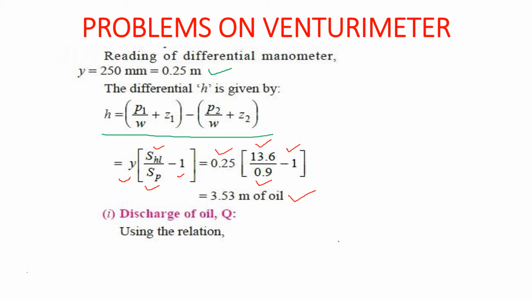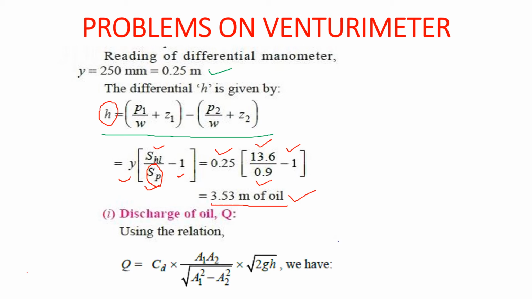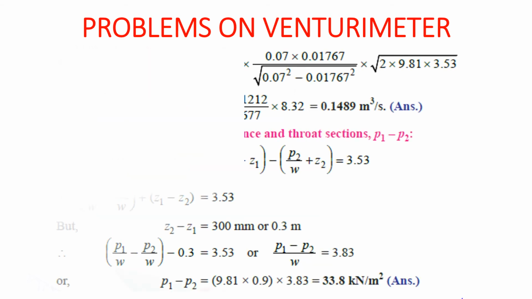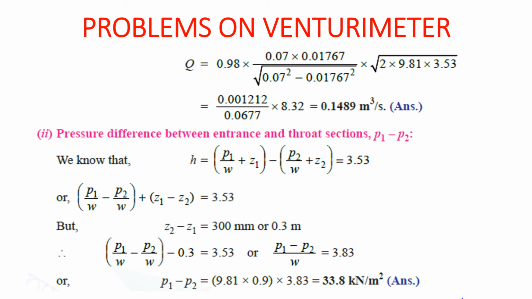Now see guys, in every problem we were writing meters of water, right? So the differential head was in terms of meters of water. Now the fluid flowing through the pipe is oil, so therefore the unit will be in meters of oil. Okay, so 3.53 meters of oil. Then first is discharge of oil. We have to find Q. So discharge equation we know, Q equal to CD A1 A2 under root 2GH divided by under root A1 square minus A2 square. So based on this particular formula, we are going to find out the solution to this problem.